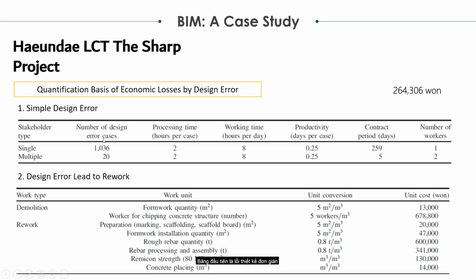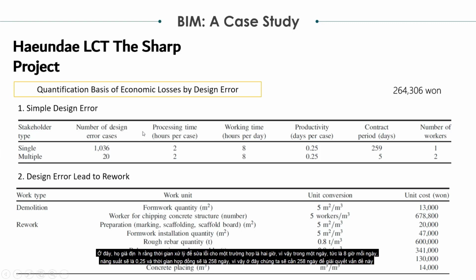So the first table is simple design error. In here, they try to quantify the design error in cost. So they will calculate the cost of the error like that. They assume that the revising time of the error for one case is 2 hours. So for one day, which is 8 hours per day, the productivity will be 0.25, and the contract period will be 259 days. So in here, we will need 259 days to correct this problem.